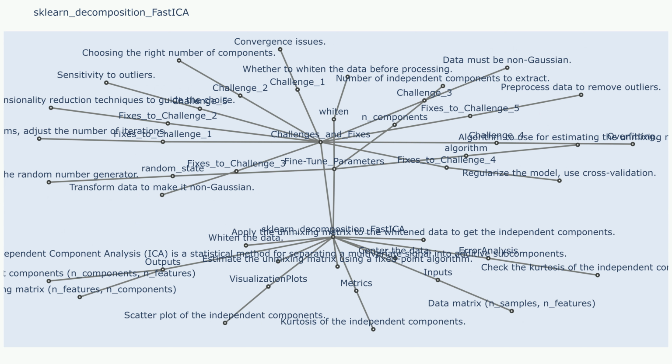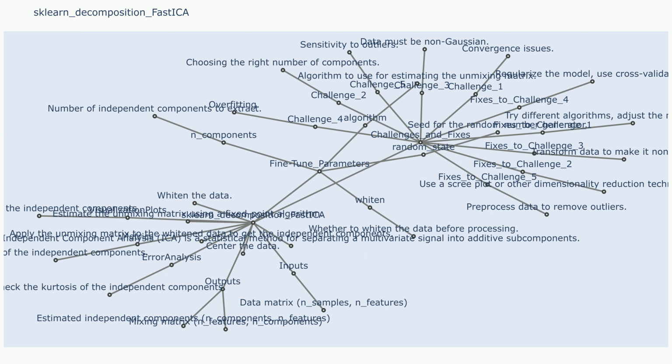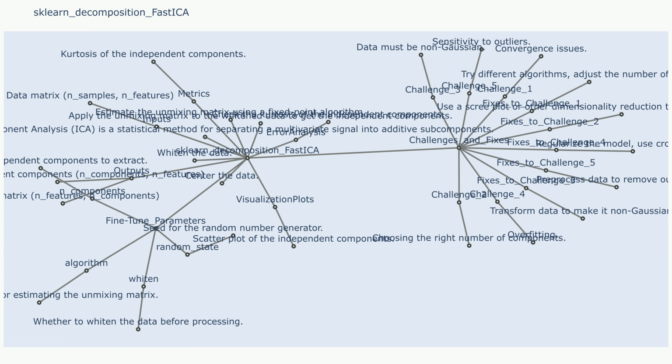Inputs. X: the input data, where each row represents a sample and each column represents a feature. It is expected to be a NumPy array or a similar data structure. n_components: the number of independent components to extract. This should be a positive integer less than or equal to the number of features in X. Outputs. Components: the estimated independent components, where each row represents an independent component and each column represents a feature. Mixing: the estimated mixing matrix, which transforms the independent components into the observed data.